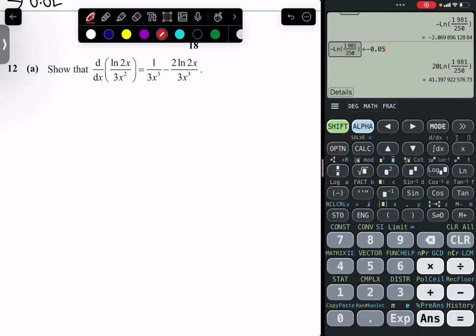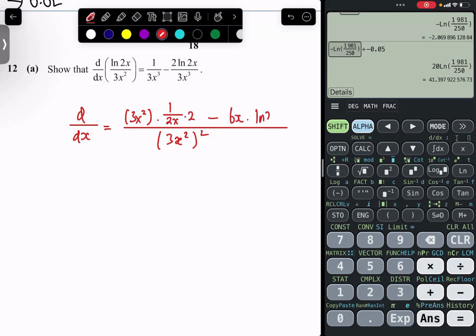Okay, question 12. Show that d/dx of ln 2x over 3x squared equals 1 over 3x cubed minus 2 ln 2x over 3x cubed. Notice that top and bottom are both functions, so this is going to be the quotient rule. d/dx equals, by quotient rule, 3x squared multiplied by 1 over 2x multiplied by 2, minus 6x multiplied by ln 2x.